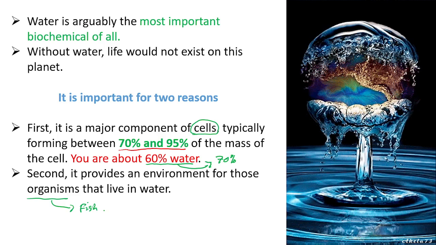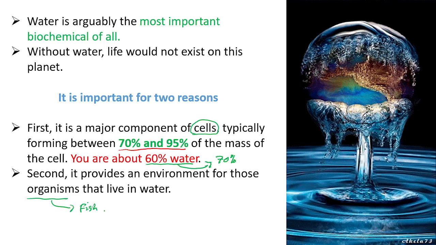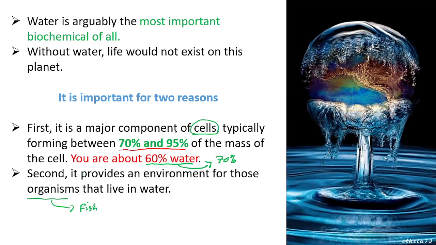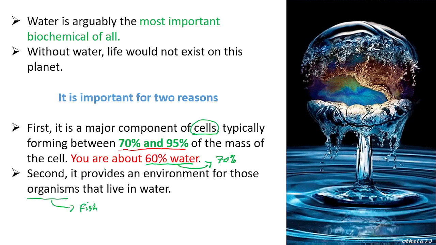So, in summary of this part, we are simply talking about two importances of water. One, it makes up 70 to 95% of the cell, and it also makes up 60% of a human being. For some books, it is 70%. Then the other thing is that it provides an environment for organisms that live in water. A very good example of an organism that lives in water is just fish.